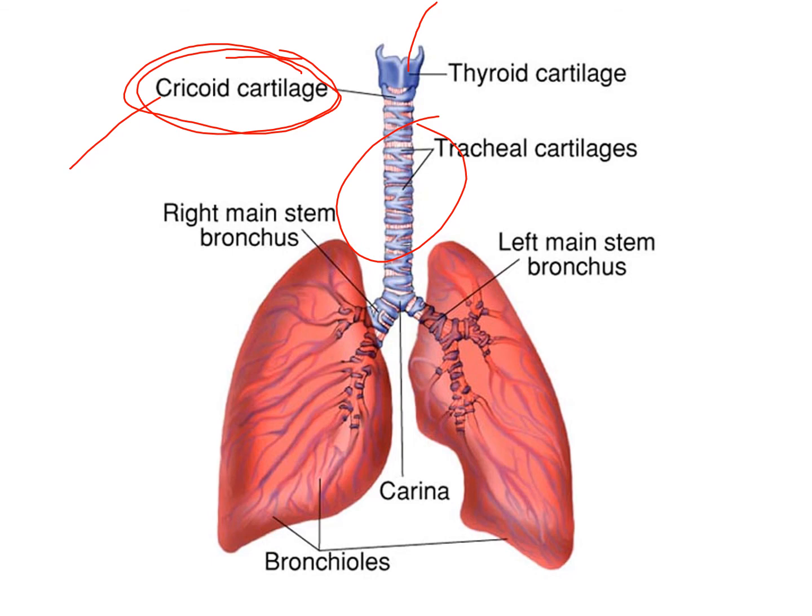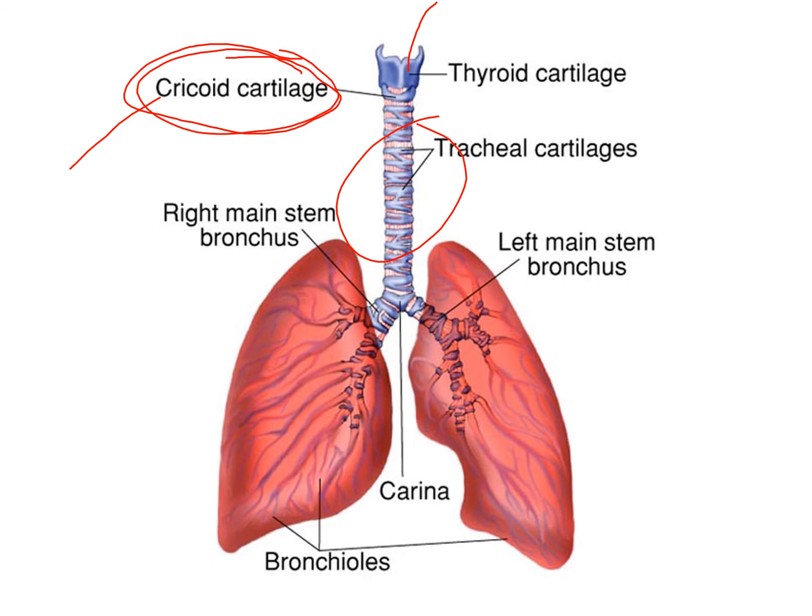Usually there are about 15 to 20 incomplete tracheal rings, 1.5 to 2.5 centimeters in diameter. Right? These are all numbers that you'll need to remember, and I'll make a point to say these are all numbers you need to remember. So we have the tracheal rings.